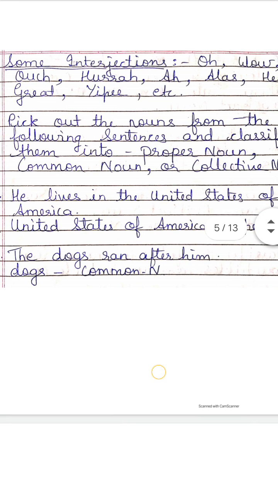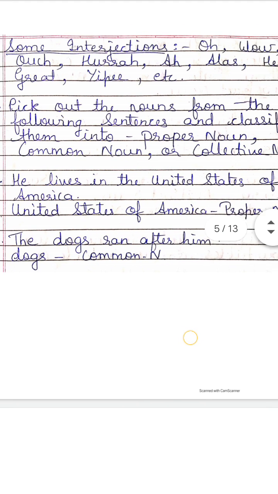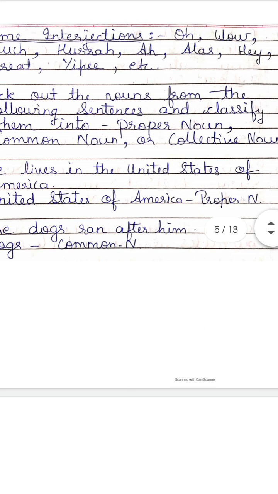Now the second type of question is: pick out the nouns from the following sentences and classify them into proper noun, common noun, or collective noun. Now the sentences are given to you and you have to pick out the nouns from the sentences and classify them as whether they are proper noun, common noun, or collective noun.